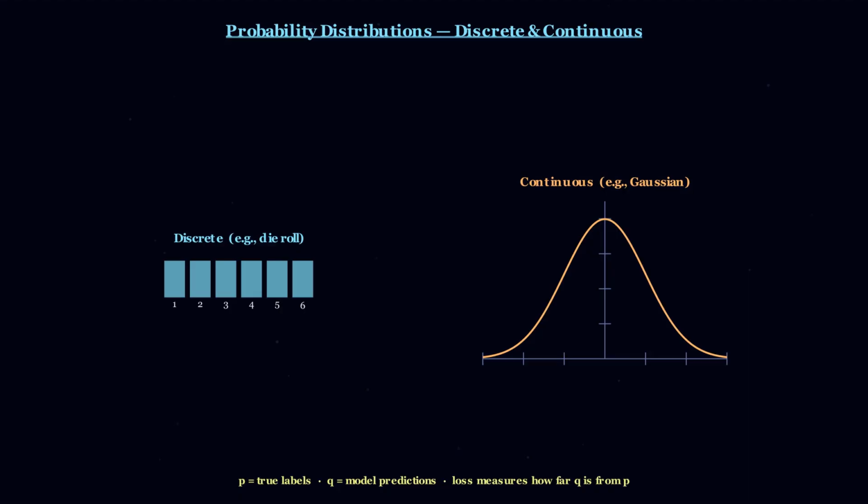Continuous distributions spread probability over a continuous range. The Gaussian, or normal distribution, is the most important one in deep learning. Its bell curve shows most values cluster near the mean.